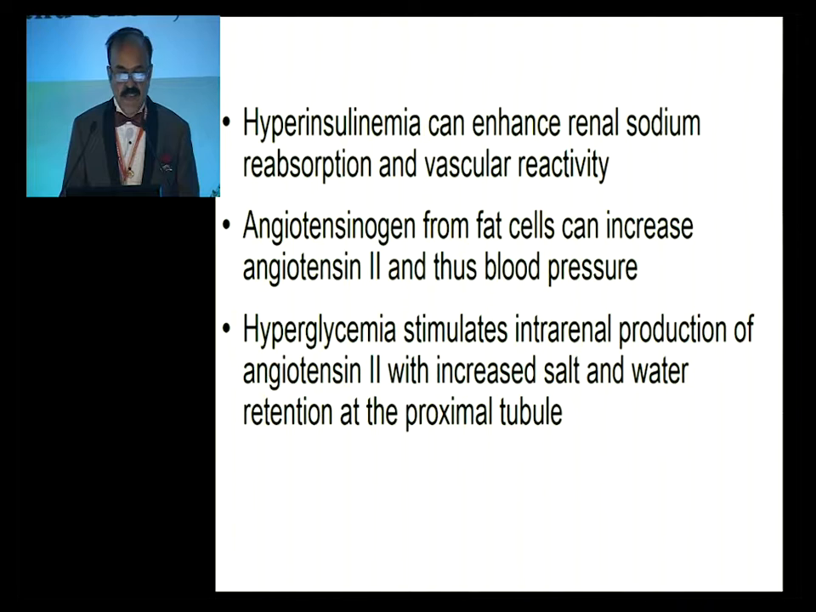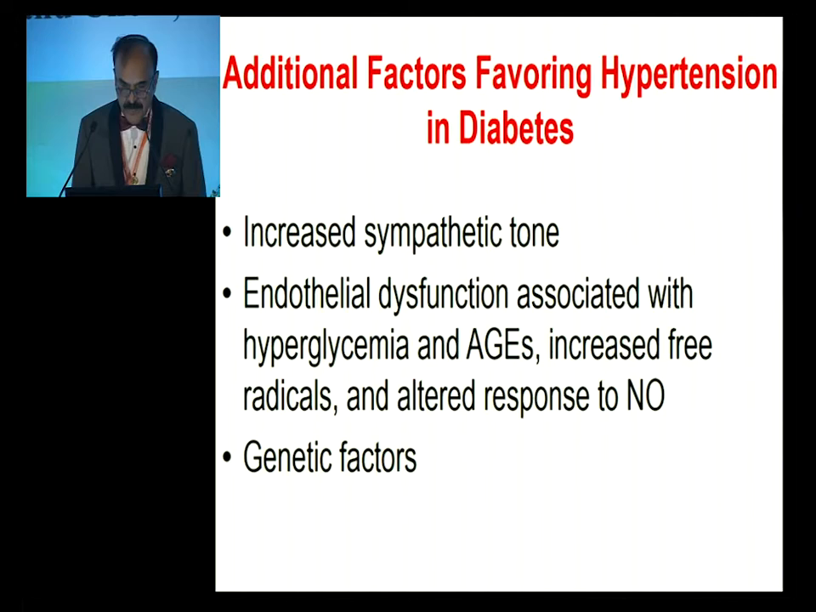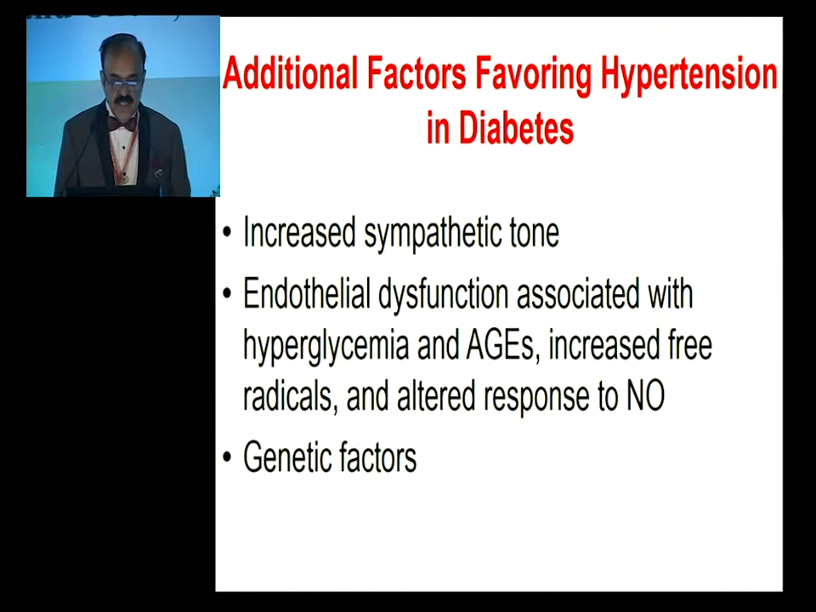Hyperinsulinemia can enhance renal sodium reabsorption and vascular reactivity. Angiotensinogen from fat cells can increase angiotensin 2 and thus blood pressure. Hyperglycemia stimulates intrarenal production of angiotensin 2, which again increases salt and water reabsorption at the proximal tubule. The additional factors favoring hypertension in diabetes are increased sympathetic tone, endothelial dysfunction associated with hyperglycemia, AGEs, increased free radicals, altered response to nitric oxide, and genetic factors.